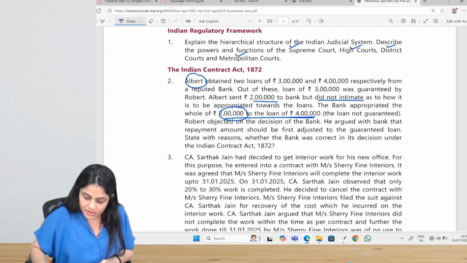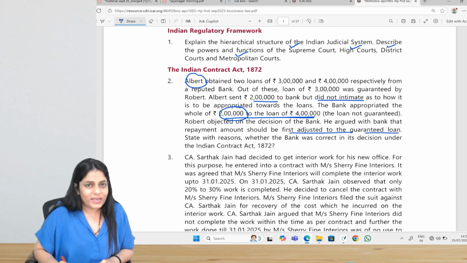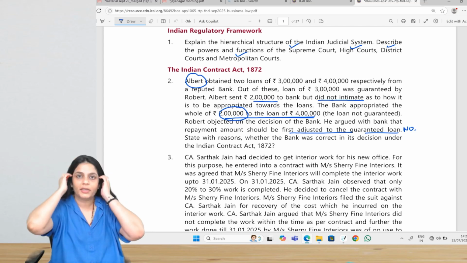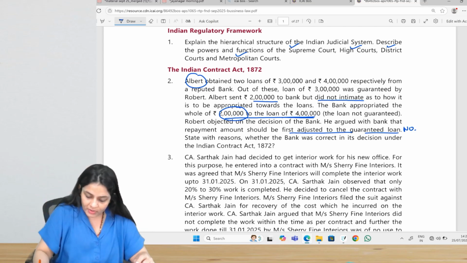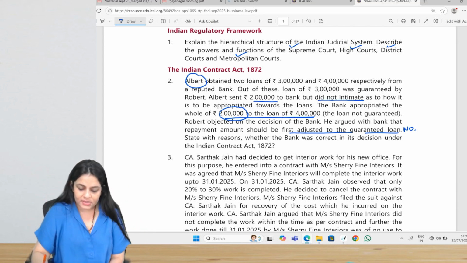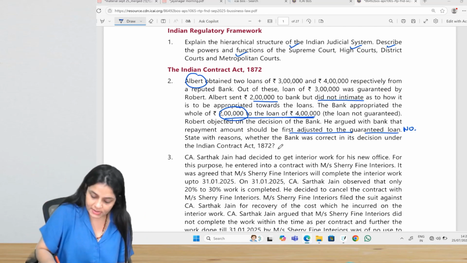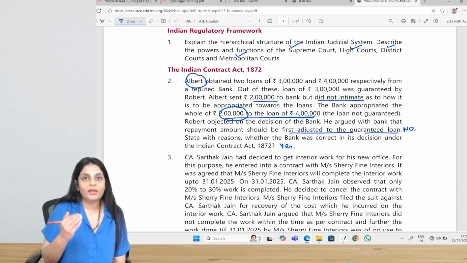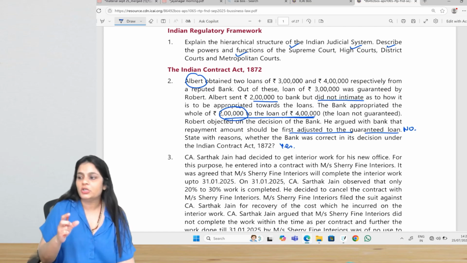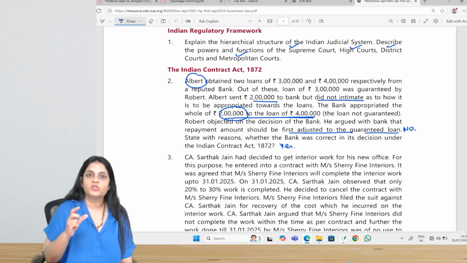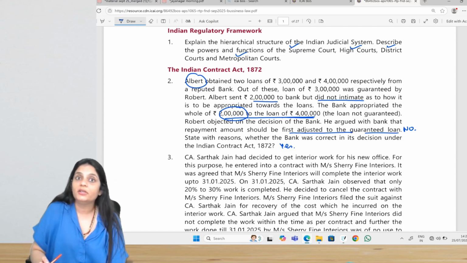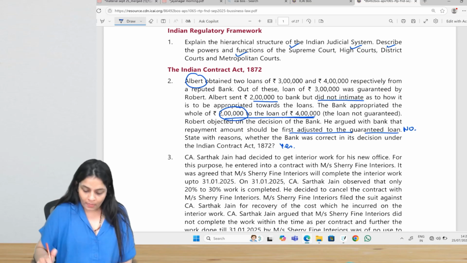Robert objected to the decision of the bank. He argued with the bank that the repayment amount should be first adjusted to the guaranteed loan. Is he correct? No, because when the debtor does not specify anything, the creditor can set off any debt. State with reasons whether the bank was correct in its decisions under the Indian Contract Act. Yes. And here you will write about the appropriation of payment, the provision where the creditor has a right to decide which debt to set off if the debtor does not specify anything.